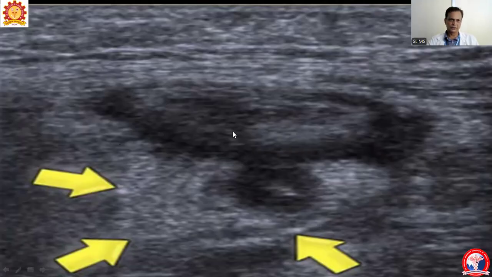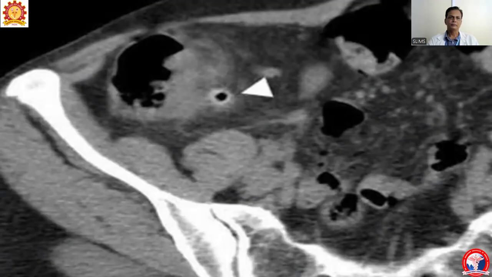In this ultrasound image again, we can see an inflamed diverticulum and adjacent inflamed fat. Here again, we are seeing a diverticulum with inflamed fat around. This is a case of diverticulitis.